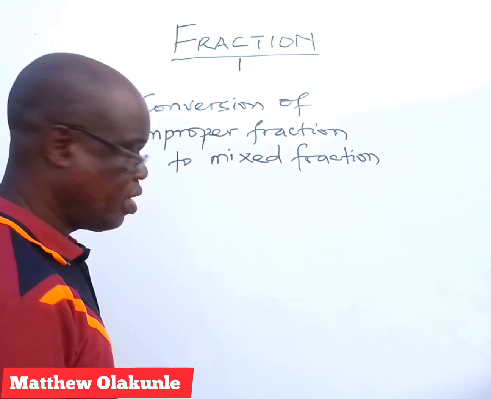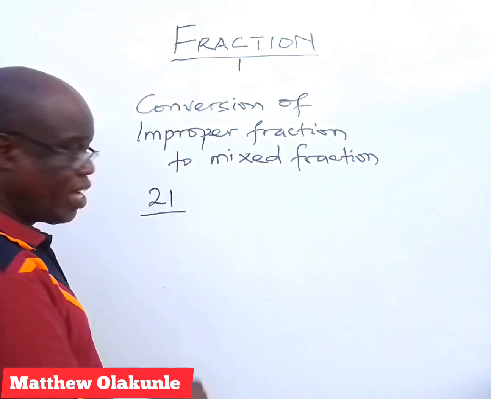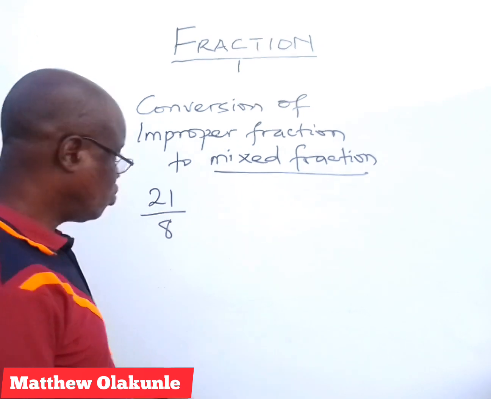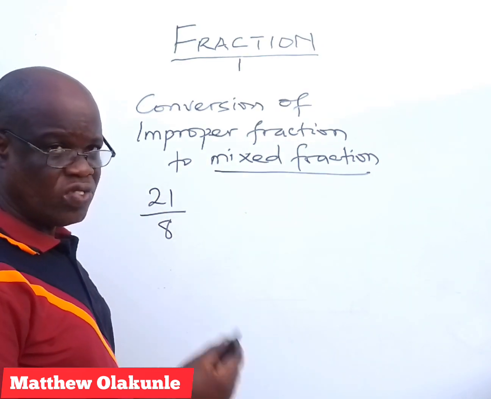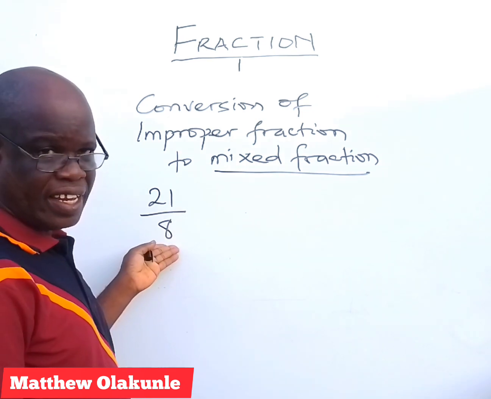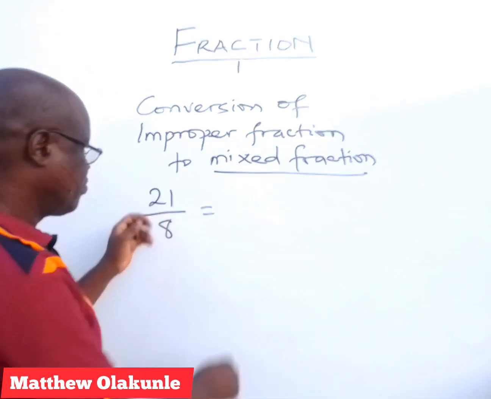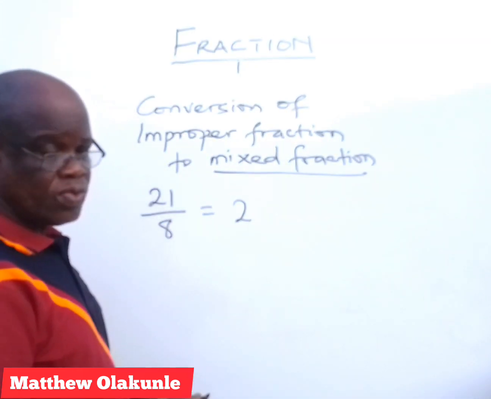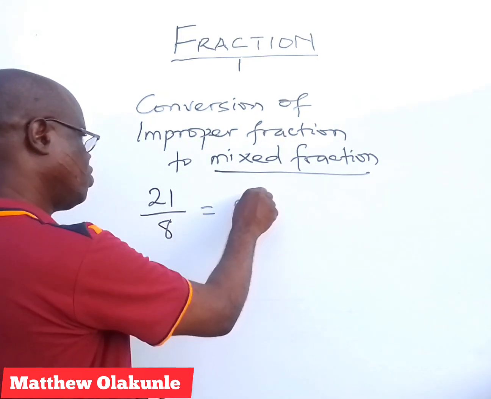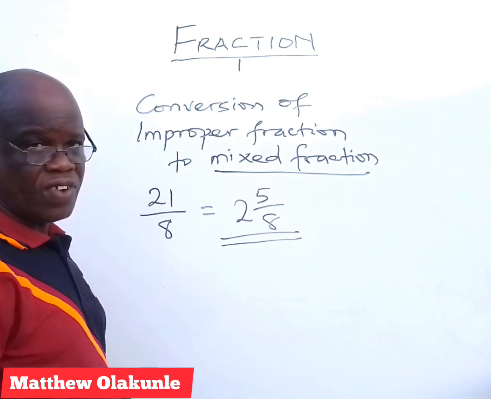Let's see a sample here. Suppose we have 21 over 8, and we want to convert it to a mixed fraction. What we do is divide, and take note of the remainder. You put the remainder over what you used to divide. How many times does 8 go into 21? 2 times. 8 times 2 is 16. Then it remains 5. The 5 that remains, you put it up, and divide by 8. So this is already a mixed fraction.